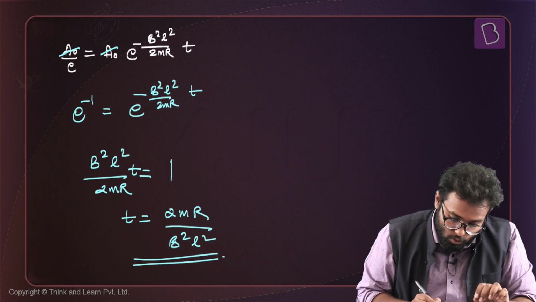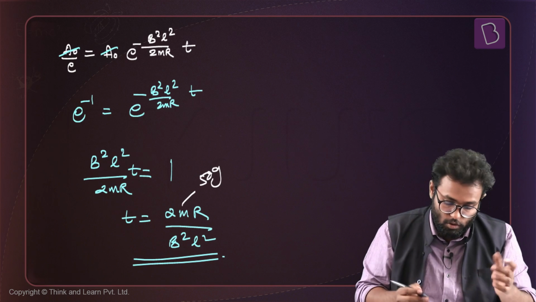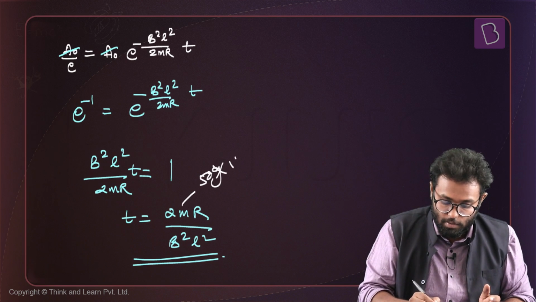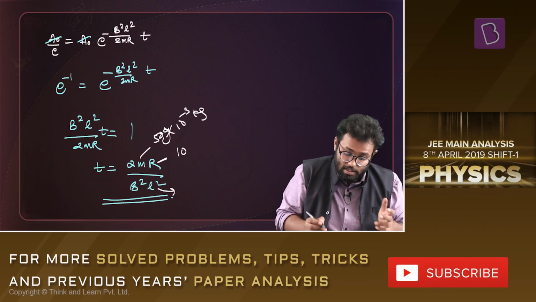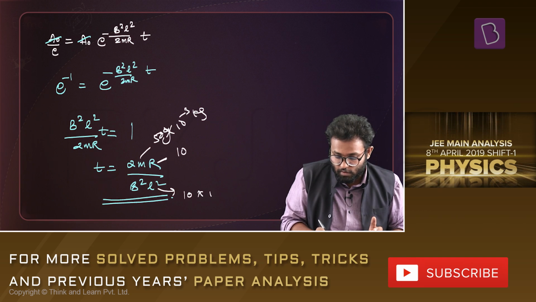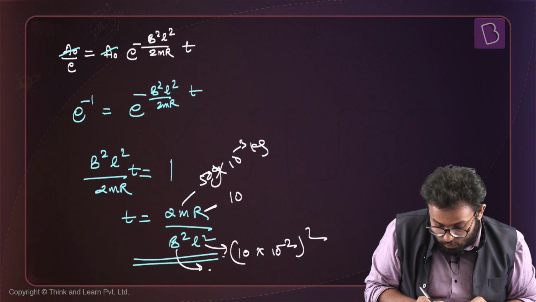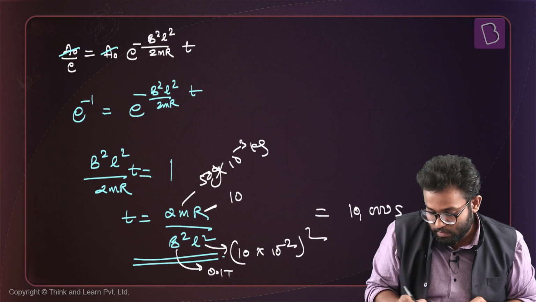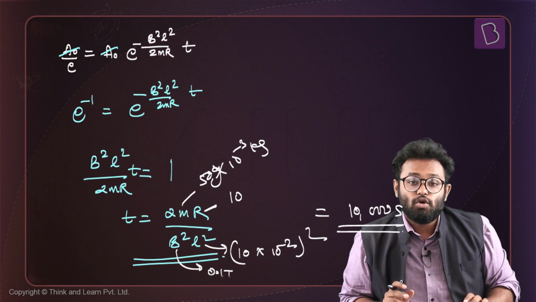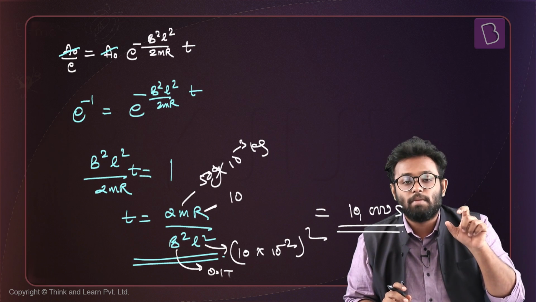So now when you put the values, the value of m is given as 50 grams. You have to convert it into kilograms, so that will become 50 into 10 to the power of minus 3 kilograms. R is given to you as 10. L is given as 10 centimeters, so that will become 10 into 10 to the power of minus 2 whole square. In this case, B is given as 0.1 Tesla. So this becomes 10,000 seconds. When you calculate that, it takes 10,000 seconds for the amplitude in this particular case to become A0 by e.